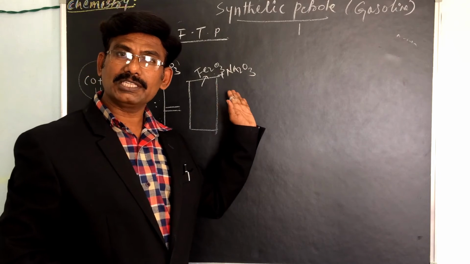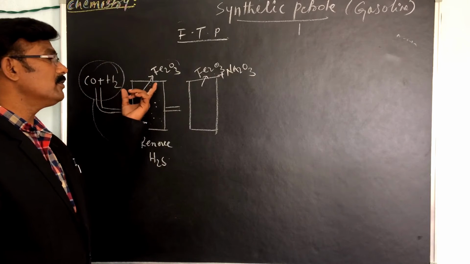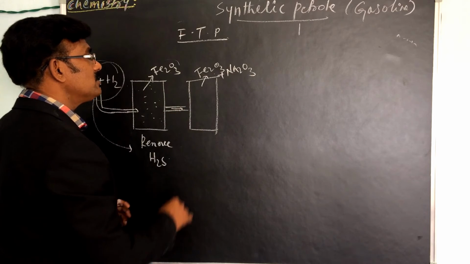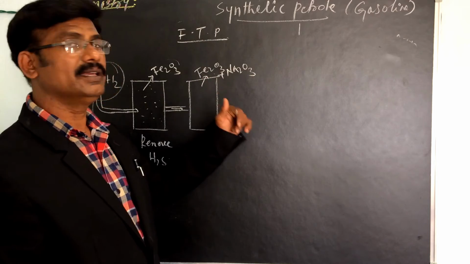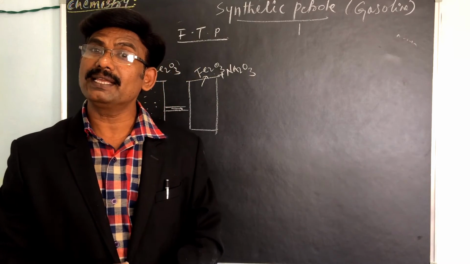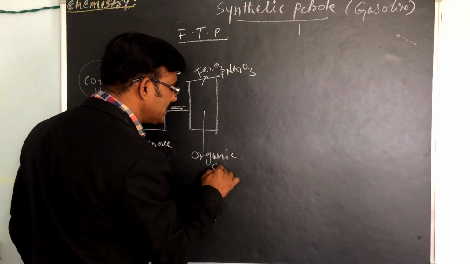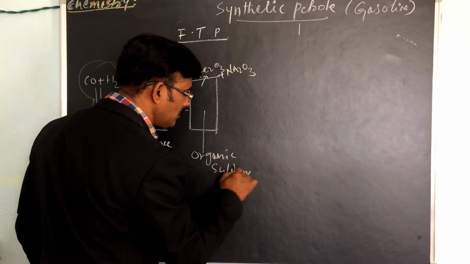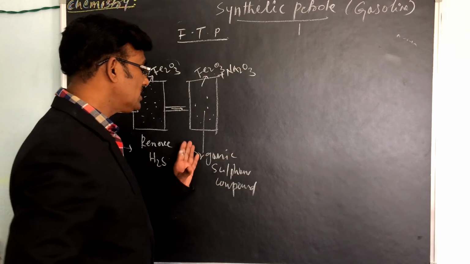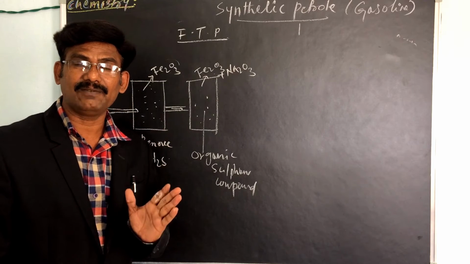Why are you using both of these? First of all, we removed hydrogen sulfide by using the ferric oxide. Then the gas flows slowly into another chamber containing Fe2O3 and sodium carbonate. Here we remove organic sulfur compounds. H2S is inorganic, forming iron sulfide.